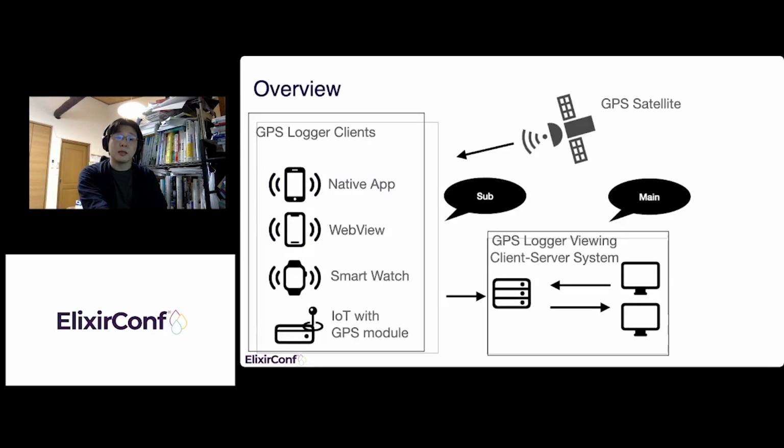This is the overview of this system. This figure shows two components. One is the GPS logger client, which sends the GPS signal to the server. The other is the GPS logger viewing client and server system, which displays the transmitted GPS signals on Google Maps. I implemented both, but I'll mainly talk about the latter.